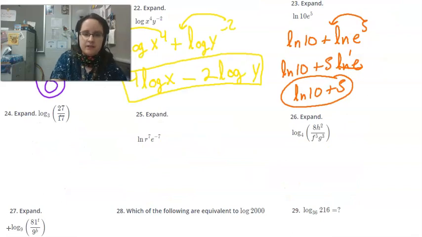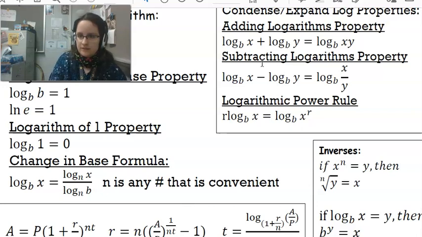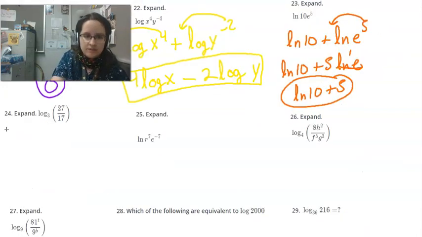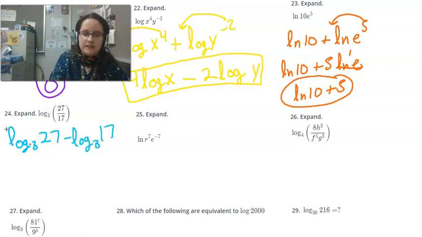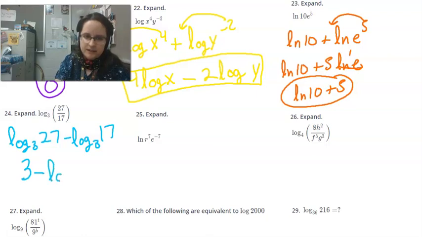24. Expand log 3 of 27 divided by 17. We want to use the subtracting logarithms property. So we're going to have log 3 of 27 minus log 3 of 17. This is another one that you could easily simplify from here. So log 3 of 27 is 3 because 3 to the third power is 27. So our expanded expression would be 3 minus log 3 of 17.